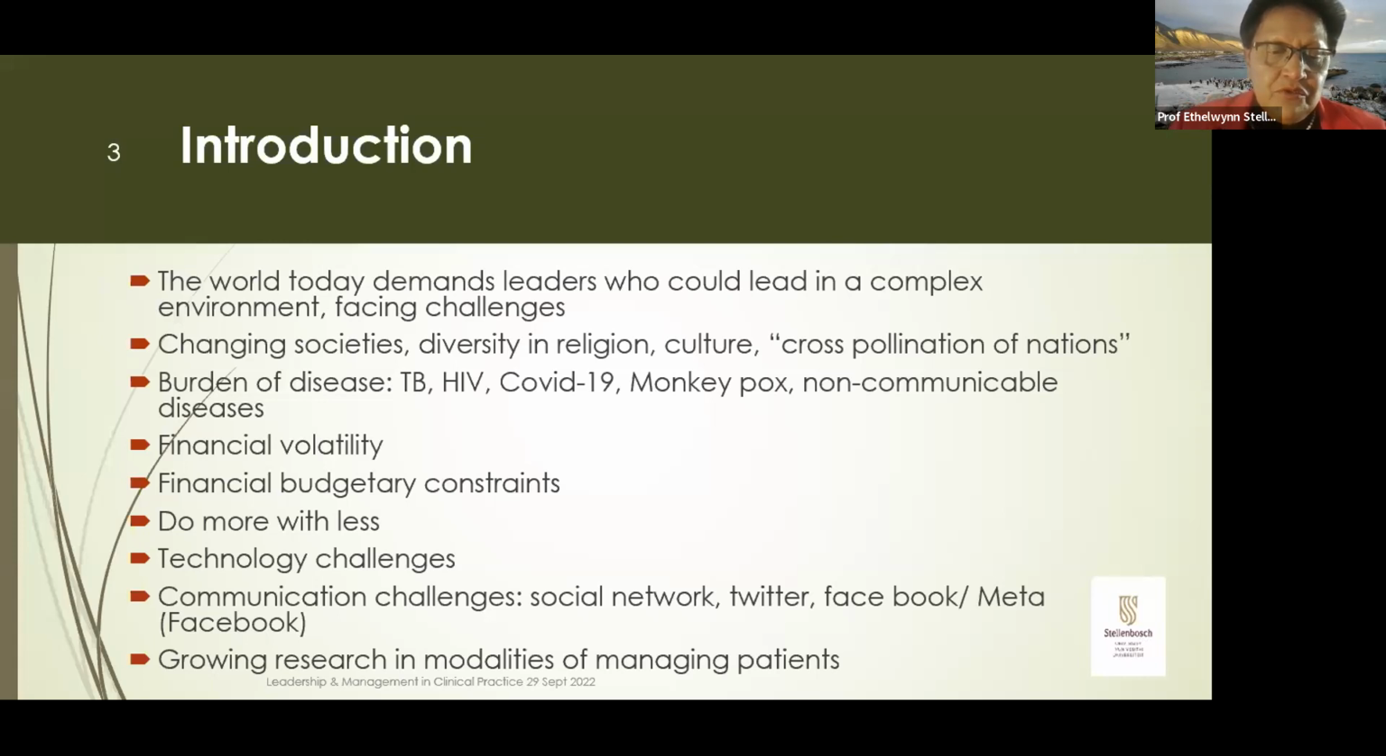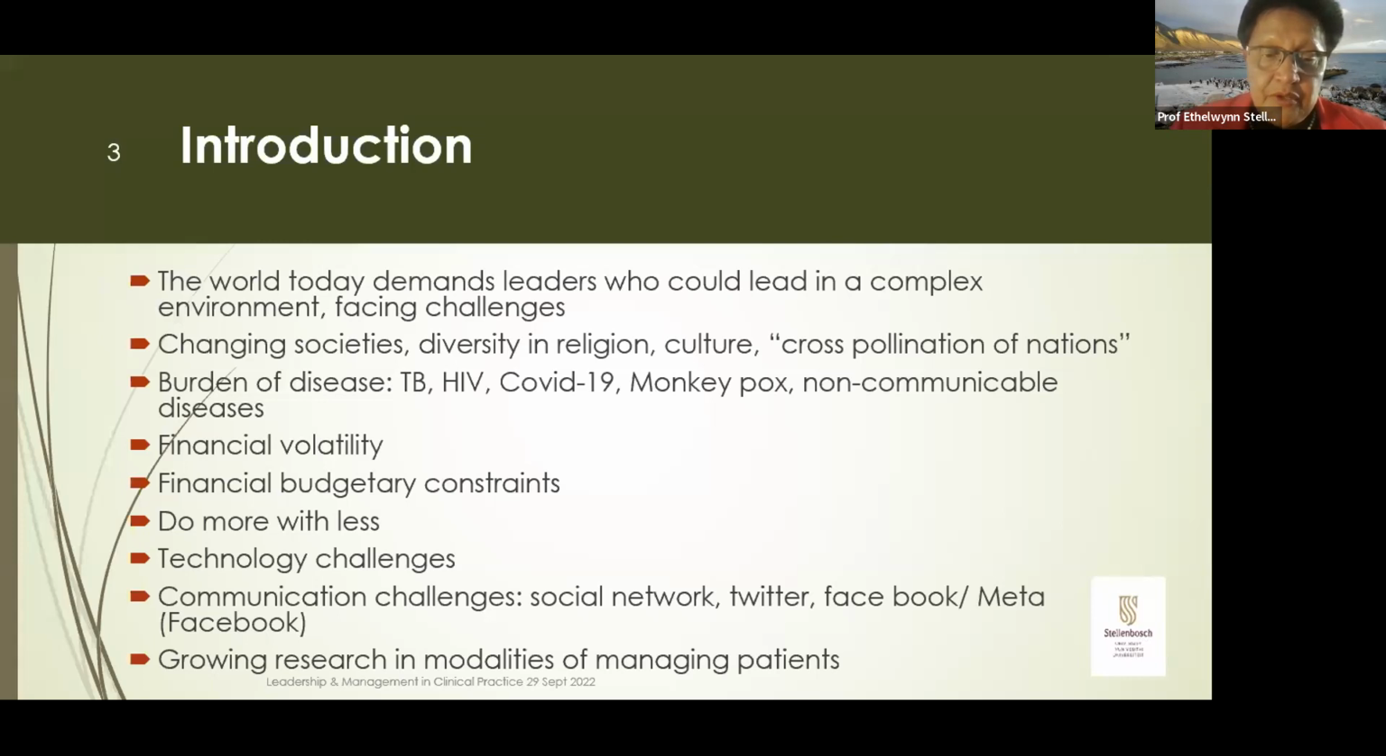So we also have to do more with less. That happens all the time. One good example is always your petrol. For now it's coming down by R1 or so, but it's always like a yo-yo, up and down, and it's more up than down, causing problems and challenges for the leadership of any organization, and more so in our health departments, because we're dealing with patients.